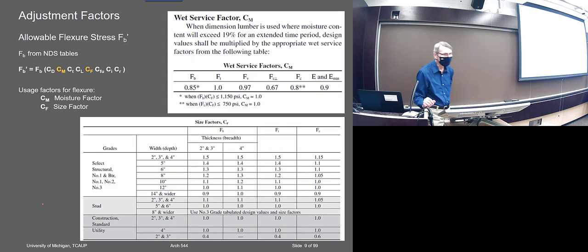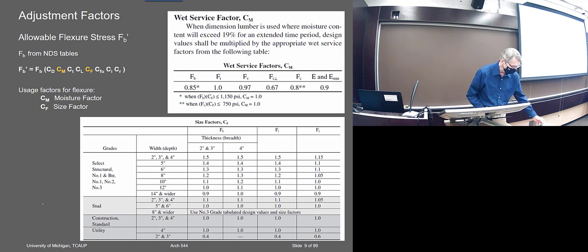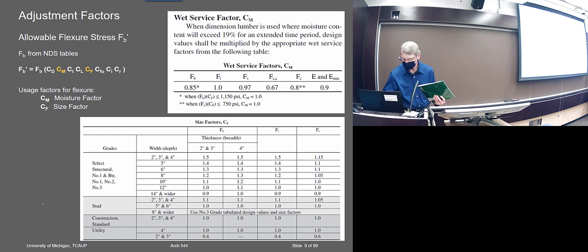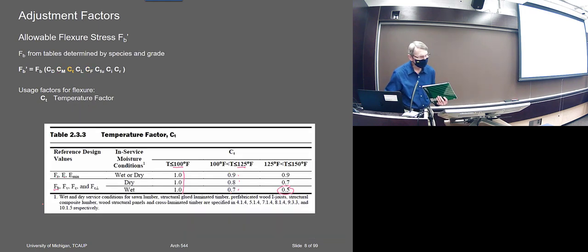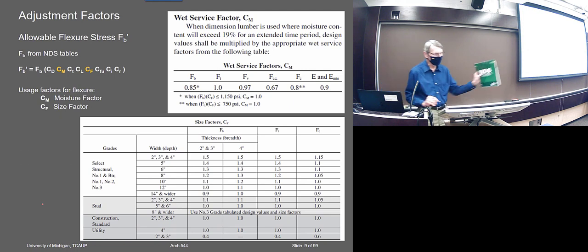Then what else we got? Moisture factor. Okay, now these are in, I should have said where these are, right? Where was the last one? Temperature factor, I think that's in the code. That's in section 233. These are in the supplement.